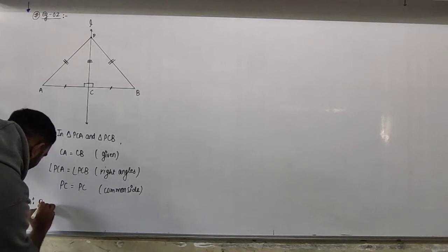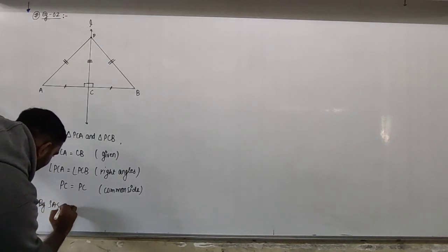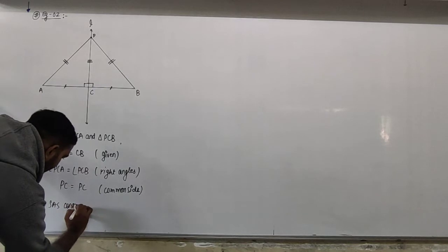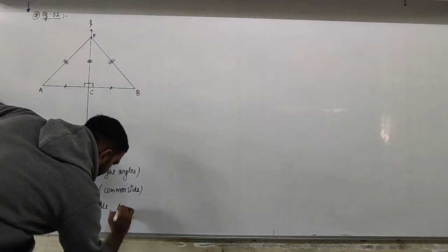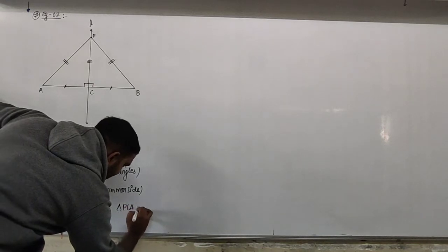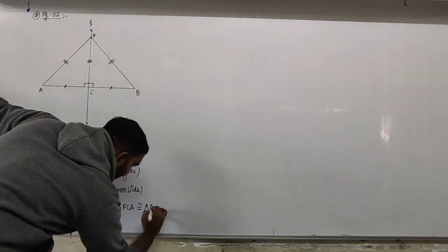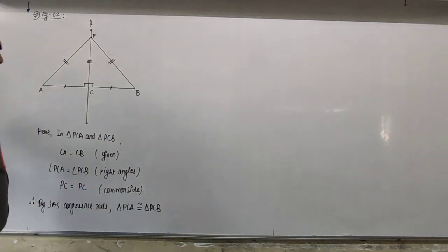Therefore, by SAS congruence rule, triangle PCA is congruent to triangle PCB.